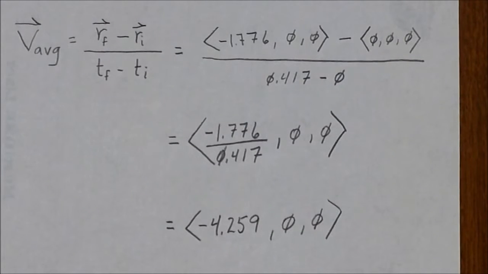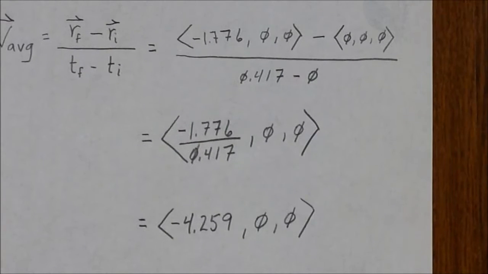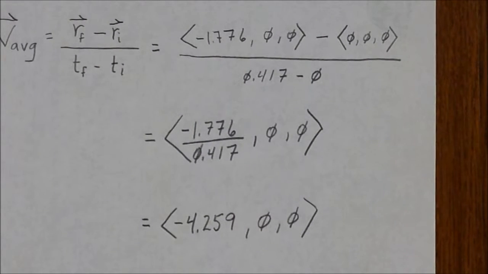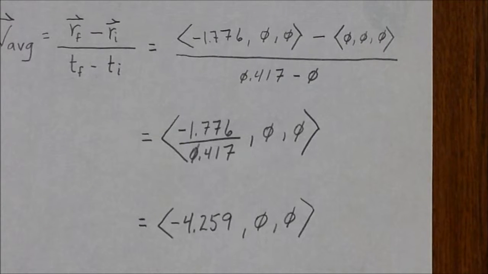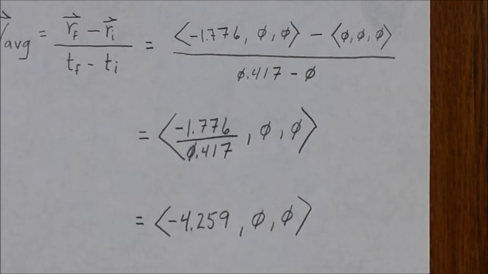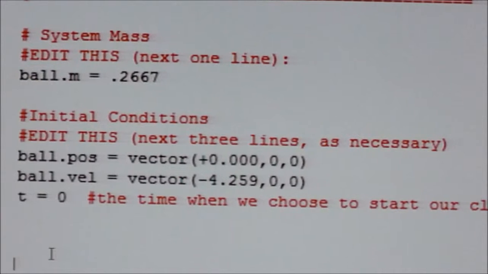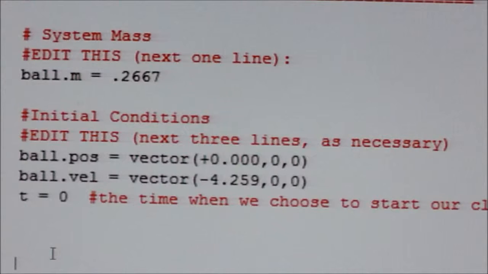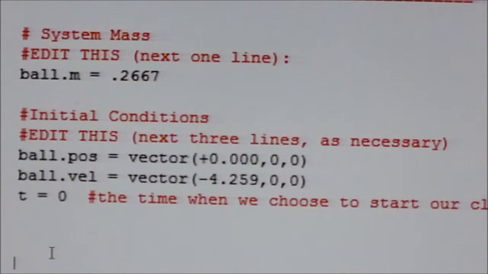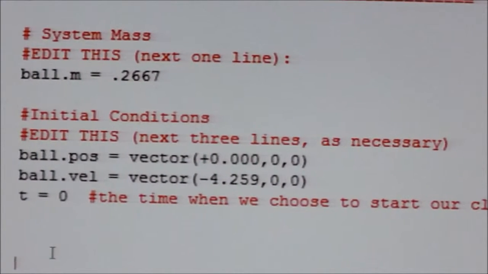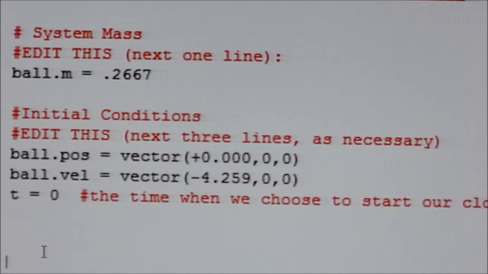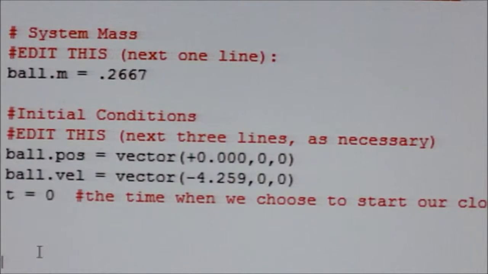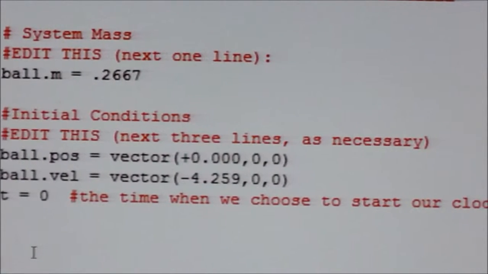I also needed to get the average velocity, and my value came out to be minus 4.259 meters per second. I transferred that value, minus 4.259 meters per second, to that initial variable. Additionally, I set the initial position to 0, which corresponds to my visual graph, and also set the time equals 0, which is the starting point.